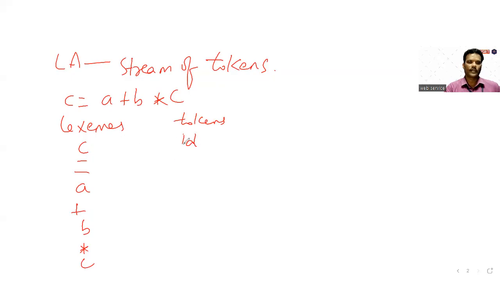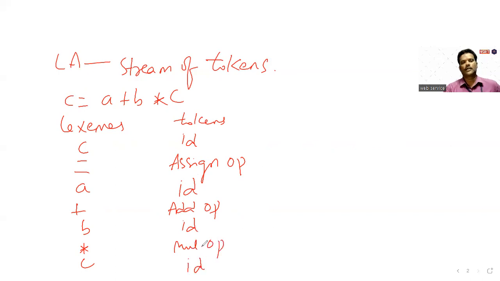C is identifier. Identifier is indicated with ID. Here assignment operator, this is equal. The equal symbol is assignment operator, and A is identifier, plus is addition operator, and B is identifier, star is multiplication operator, and C is identifier. So here the total statement is converted to lexemes, and all the lexemes are represented as tokens.